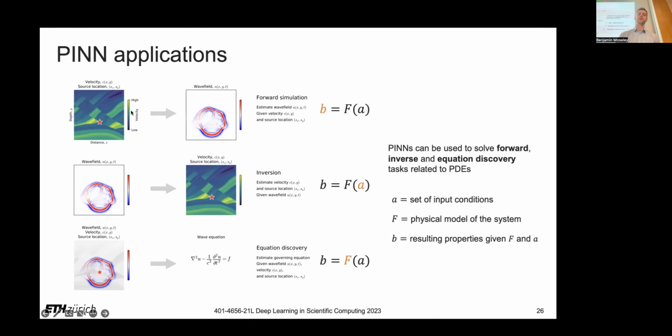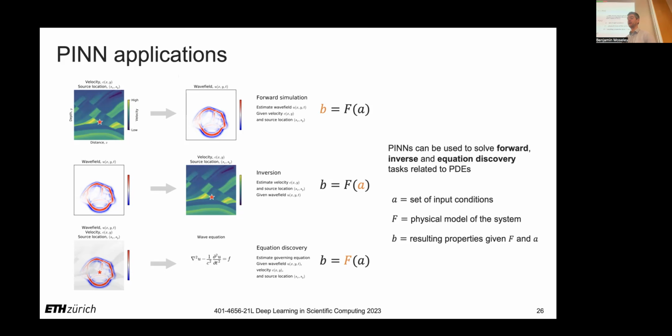And yeah, so for example, with this wave equation example, the simulation is, given the velocity model and the location of a source of the earthquake, what's the resulting displacement of the Earth, or the wave field, we call it. Then the inverse problem is, given measurements of that wave field, can we actually understand what the structure of the Earth is, or the velocity model, and where the source was? And then the equation discovery is, given all of this data and information, can we actually figure out the underlying physics, which is the wave equation itself?